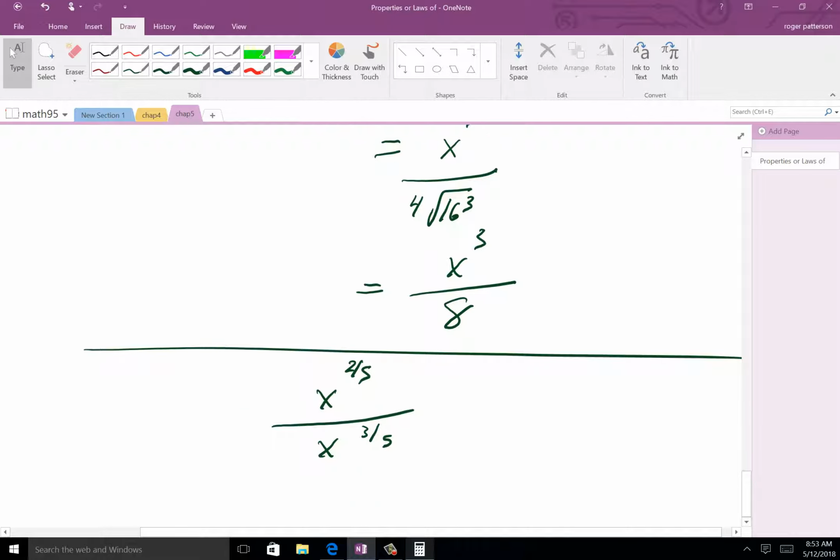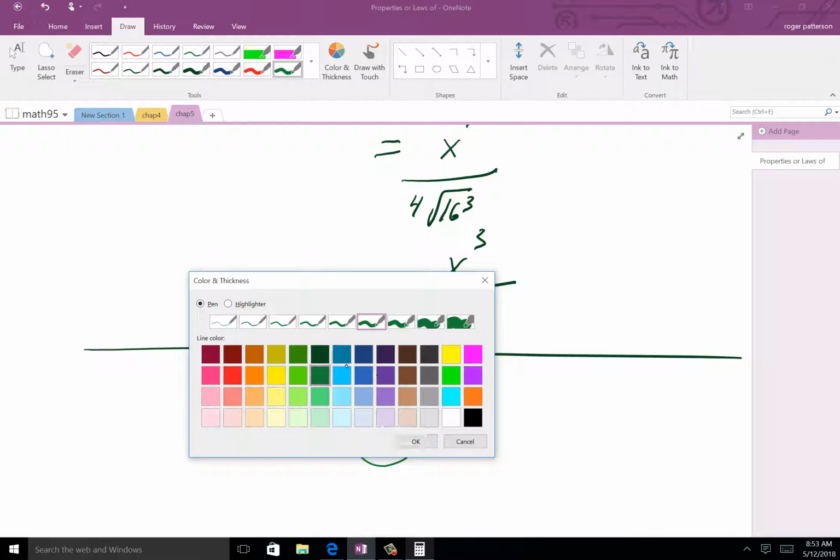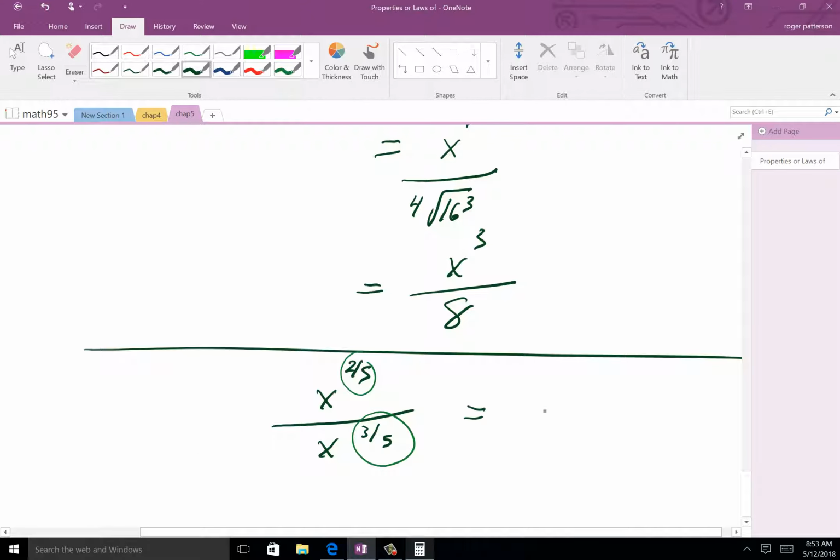Okay, here's one where we have x to the 2/5 over x to the 3/5. If we wrote this in radical form, it'd be a mess. All right? So let's not do that. Let's use our properties of exponents. So what are we going to do with these two exponents here? What do our properties of exponents say we do? When we divide, what do we do with the exponents? We're going to subtract them.